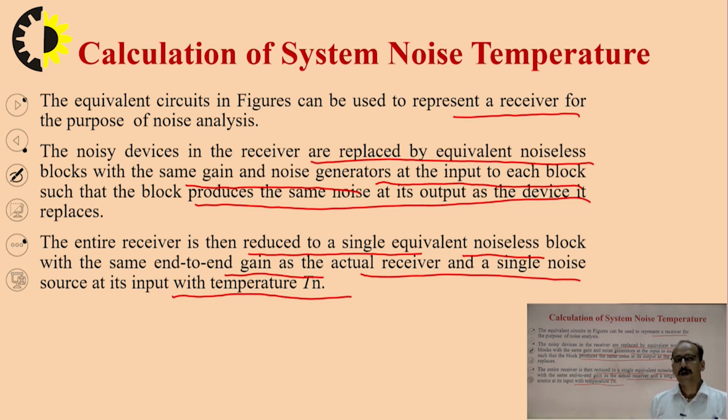In the next part, we are going to calculate the G by T ratio, gain to temperature ratio. Actually, in this complete discussion, we already discussed the link equation. We found the C by N ratio. Now we calculated the system noise temperature. So in the last one, we are going to calculate the G by T ratio, which is the final parameter related to the satellite link design.